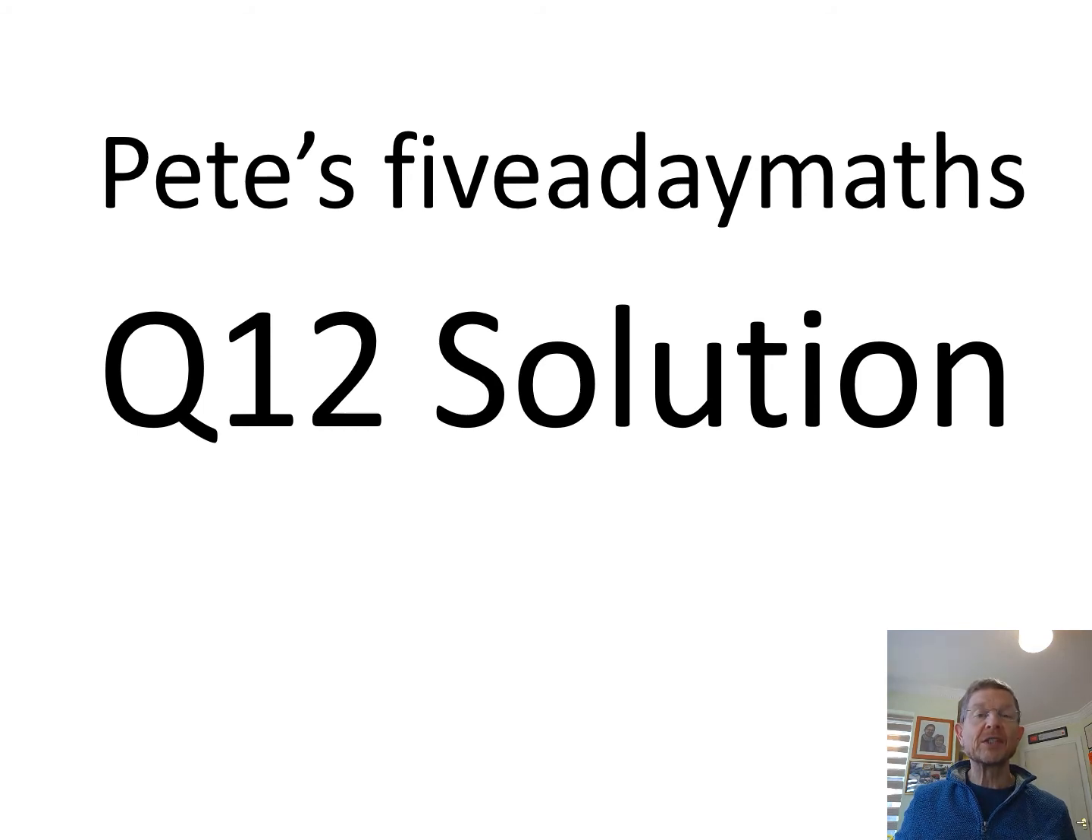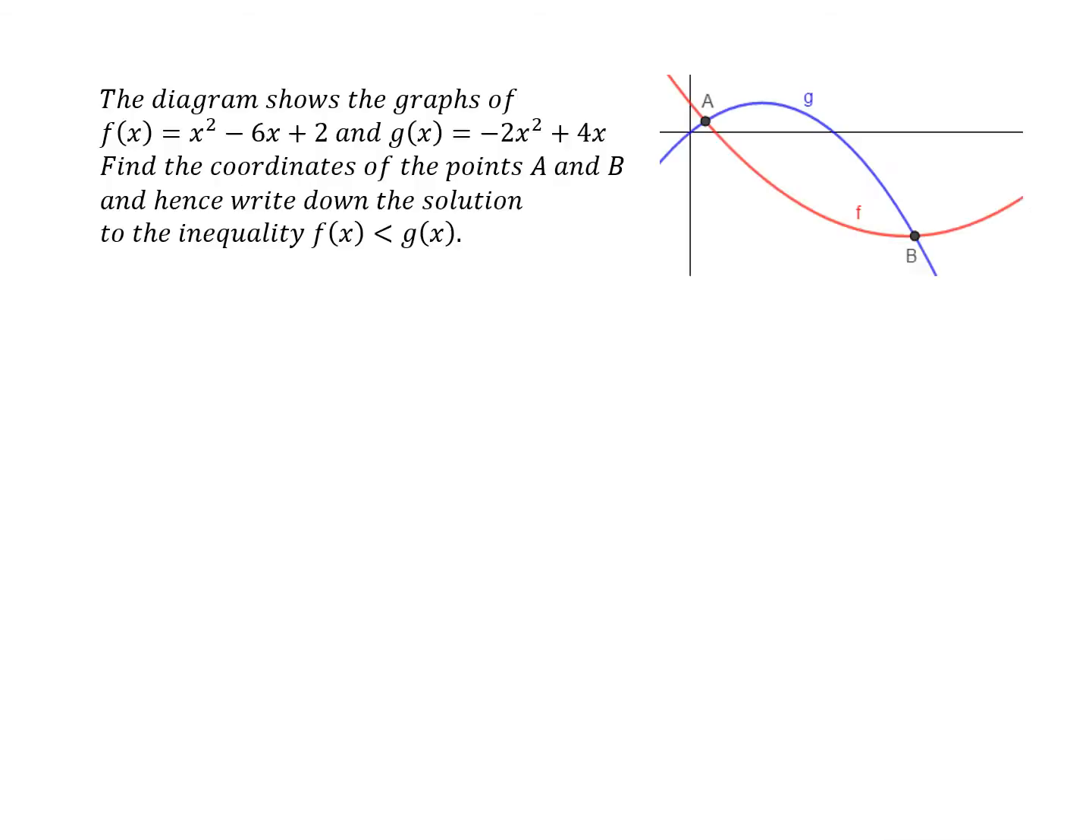Okay, so here we are, question 12. Let's see how you get on with this one. Okay, so we've got these two curves and we're trying to find the coordinates of the points A and B, here and here, where the two curves intersect. So that implies that we have to use simultaneous equations.